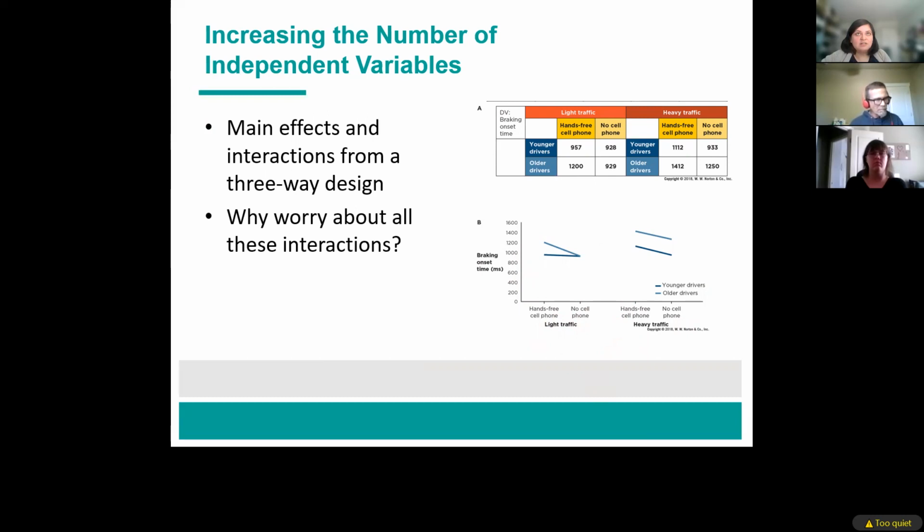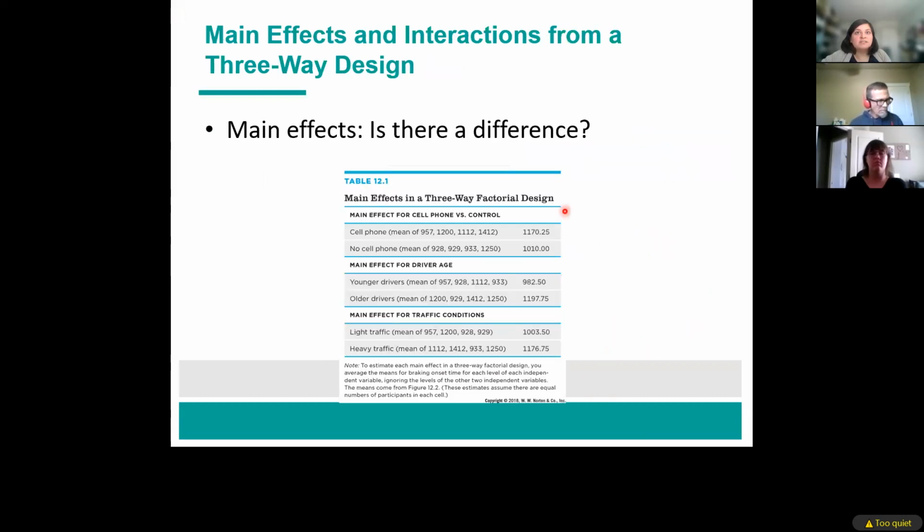Okay, so let's see. So main effects, what you would do in a 2 by 2 by 2, you would have 3 main effects. So you would have a main effect for cell phone type. So is there a difference in the reaction time to the presence or absence of a cell phone? There would be a main effect for driver age. Is there a main effect for younger versus older drivers? And is there a main effect for traffic conditions? So is there a difference between light and heavy traffic? So in a 2x2x2 study, you would look at 3 main effects.